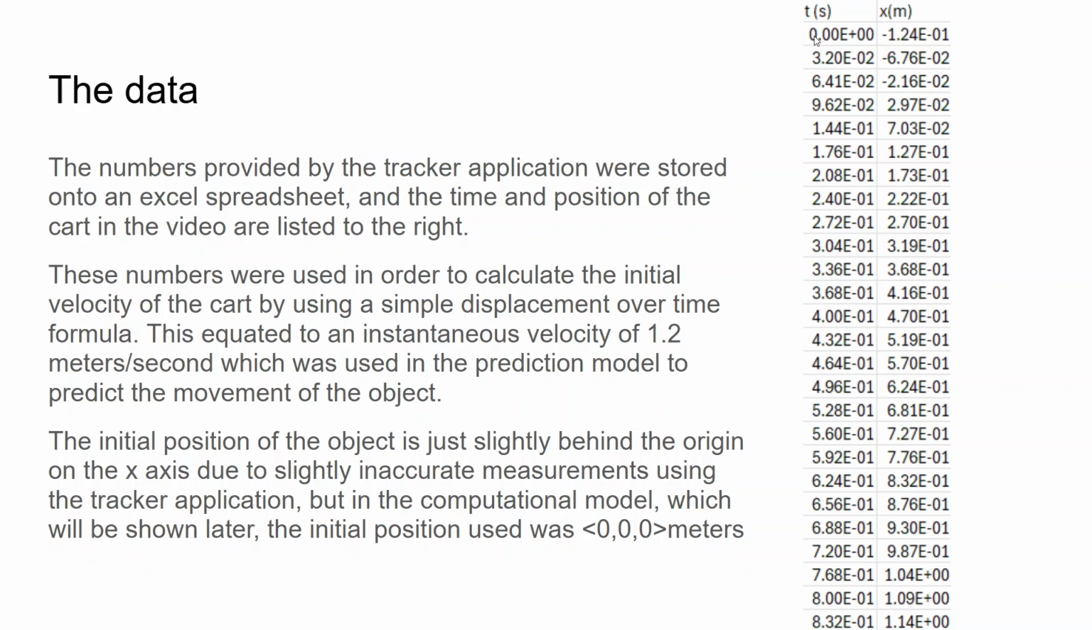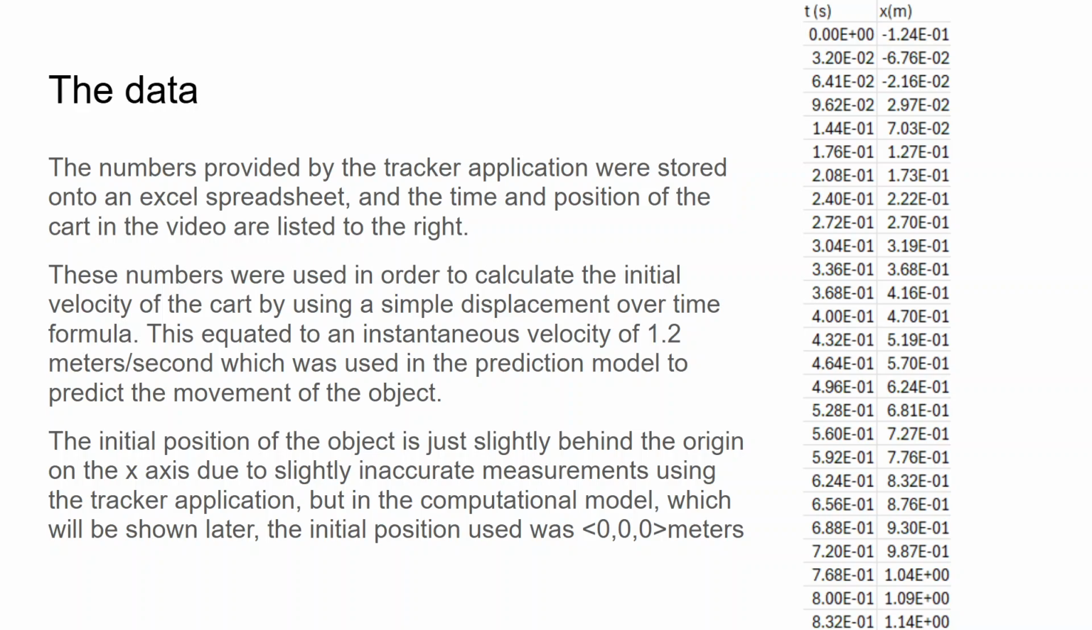Here's the data. You can see the time and the position. The numbers provided by the tracker application are sorted onto an Excel spreadsheet, and the time and position of the cart are listed to the right. These numbers were used in order to calculate the initial velocity of the cart using a simple displacement over time formula. This equation equaled an instantaneous velocity of 1.2 meters per second, which was used in the prediction model to predict the movement of the object.